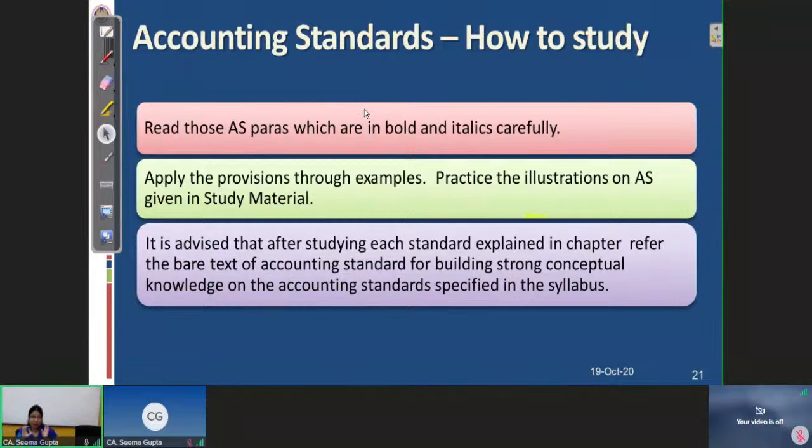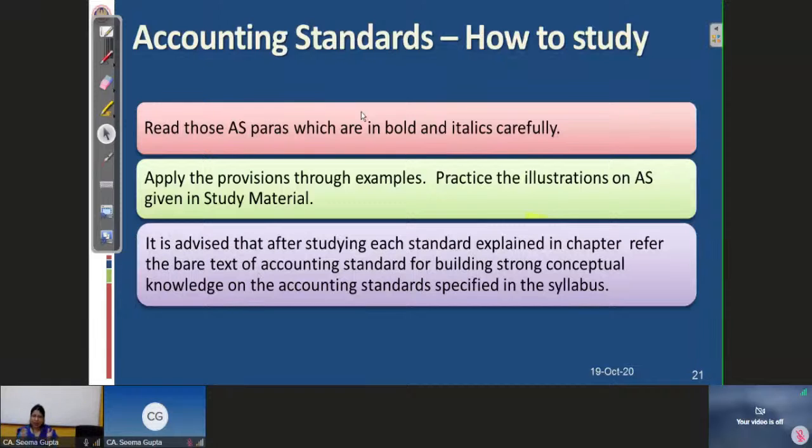Which particular segment, which particular section of the accounting standard, then you have to apply the provision through examples, practice, or illustrations on accounting standards given in the study material. And after studying each standard explained in the chapter, you can refer to the bare text. We do not say that you should always refer to the bare text, but you are advised to refer to the bare text also, to have a strong base of the concept of accounting.